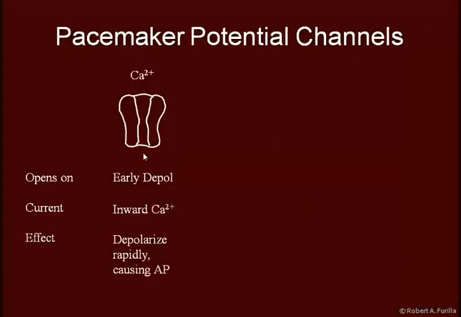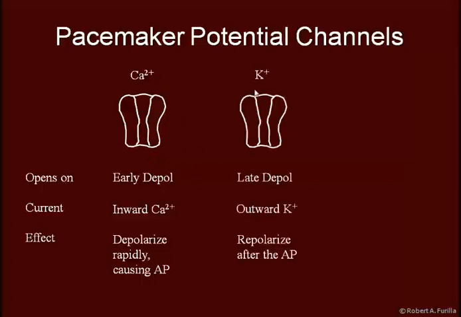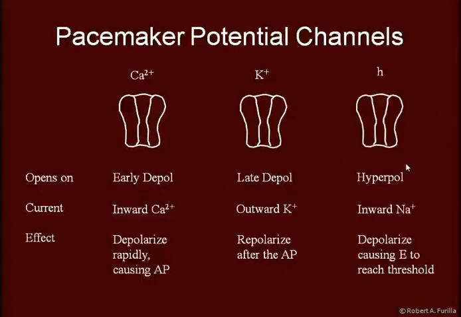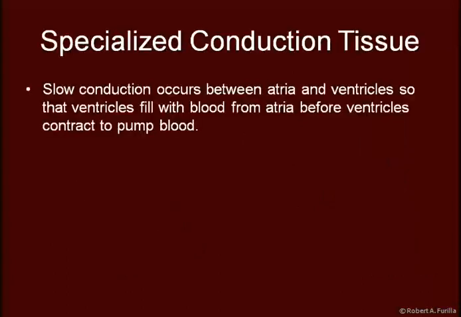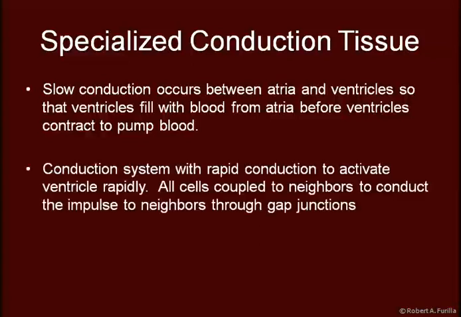And this is just a depiction of calcium channels opening on early depolarization, potassium channels on late depolarization. So this is phase 0, phase 3. And the H channels, or HCN channels, are open on hyperpolarization. So this is just here as a reminder of what I just spoke about. Now, slow conduction occurs, as I mentioned before, between the atria and the ventricles, so that the ventricles will fill with blood from the atria before the ventricles contract.